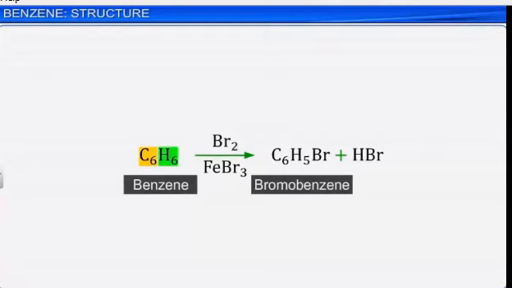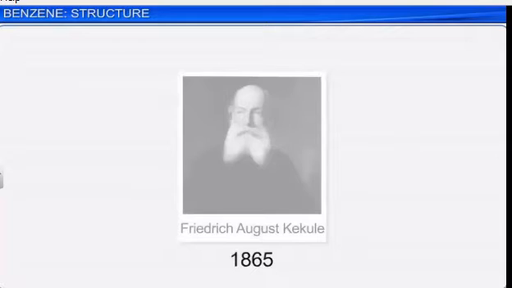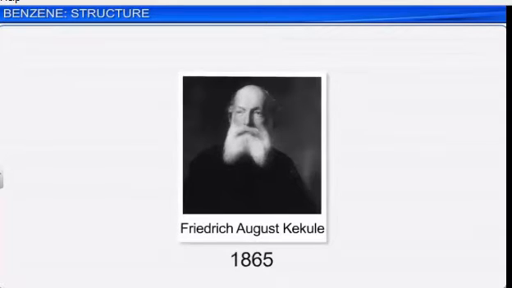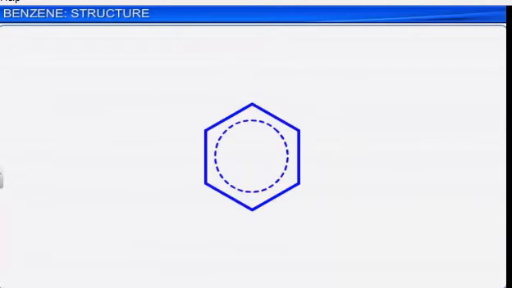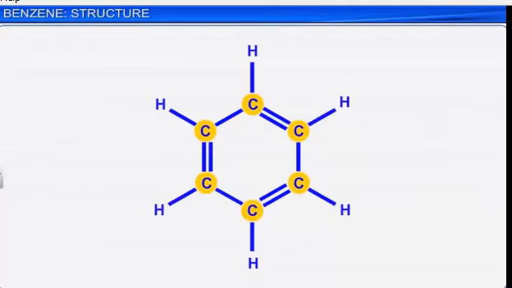On the basis of these facts, in 1865, Friedrich August Kekulé gave the first insight into the structure of benzene. He proposed a structure in which the 6 carbon atoms were arranged to form a hexagonal ring with each carbon atom carrying 1 hydrogen atom. The structure had alternate single and double bonds. The structure of benzene suggested by Kekulé is now known as Kekulé's structure.